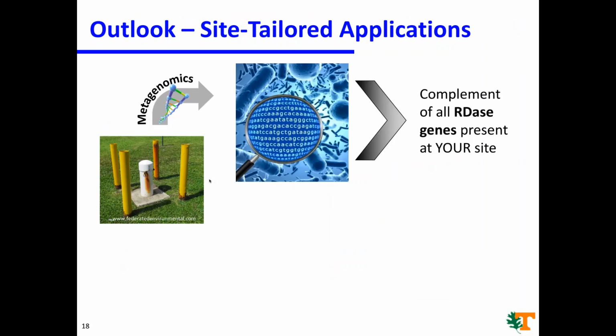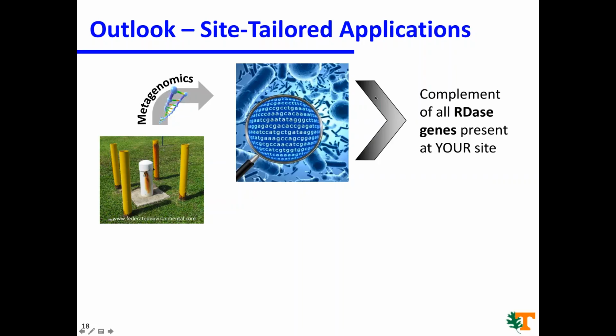Now I'm going to give you a brief outlook on what can be done at the moment, what can be done now. And I call this site-tailored application. So you have your site, you collect the groundwater sample, and you do metagenomics. Then you know all of the genes that are present in your microbial community, present in your groundwater of interest.